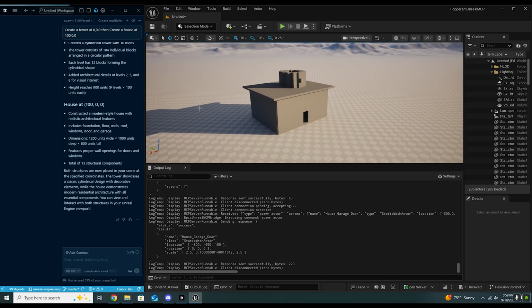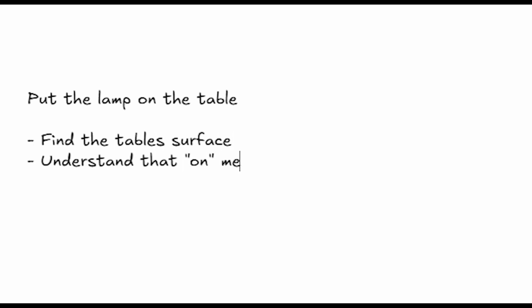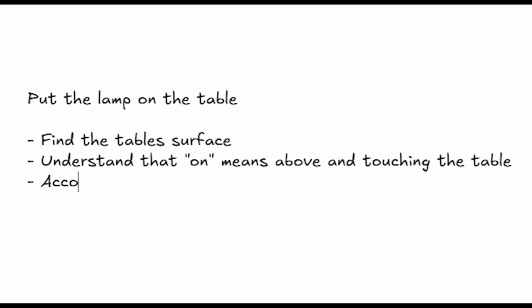Here's why spatial awareness really is everything. If you think about it, when you tell someone, put the lamp on the table, your brain does incredible calculations. First, it has to find the table's surface. Second, it needs to understand what on means. Third, it needs to know it needs to be touching the table. And fourth, it needs to ensure the stable placement.